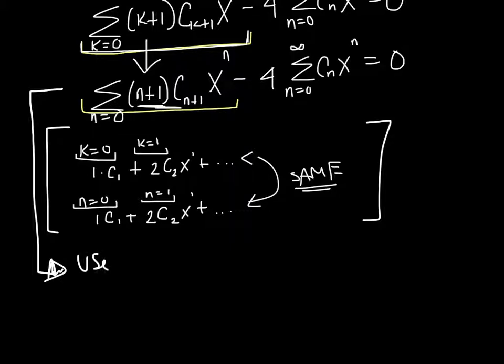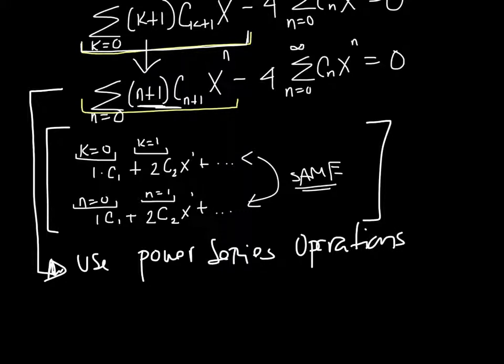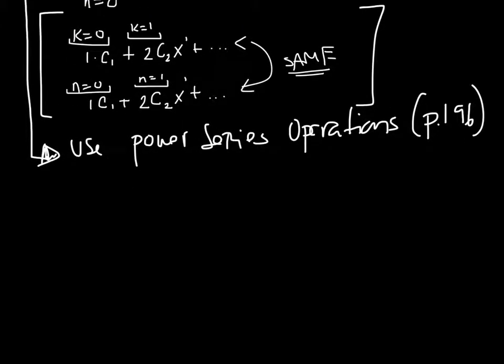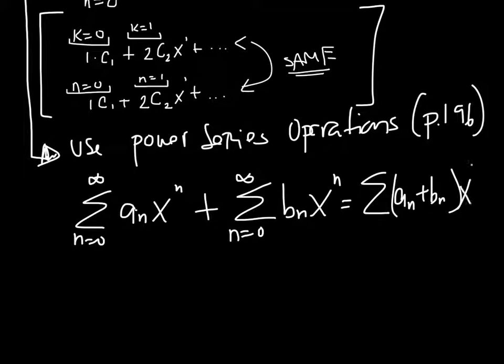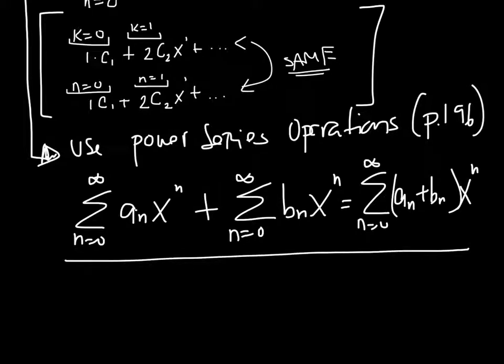Let's use power series operations to simplify this a little bit. This is on page 196. Basically, what the power series operations say is, if we have one power series, summation of an x to the n, and we add another power series, starting at 0, bn x to the n, I'm allowed to say this is the summation of an plus bn, x to the n, where n goes from 0 to infinity. So this is what I'm going to use. Again, if you want to convince yourself, write out the terms, and you will get the right-hand side.